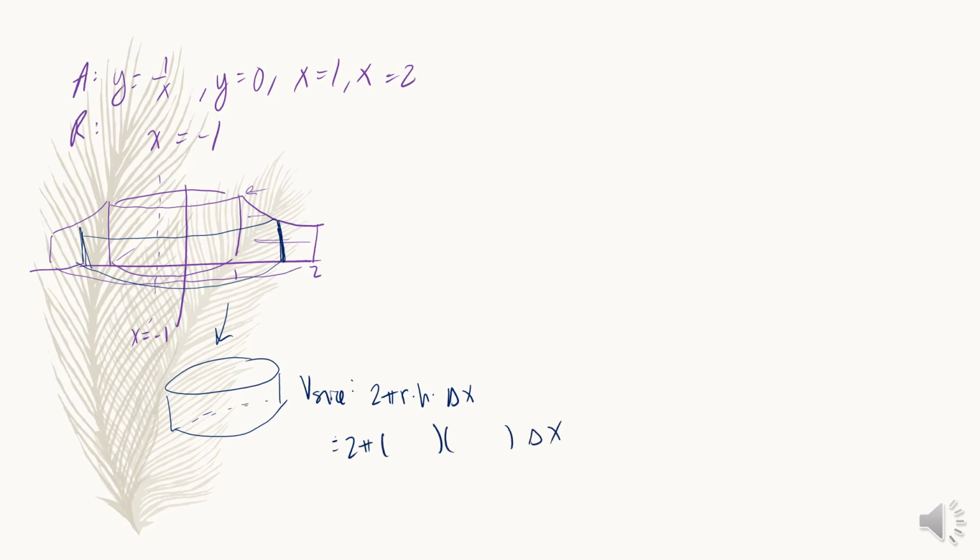We're going to worry about the height. So back up here in my picture, the height is going from the x-axis up to this curve. So it looks like my height is still 1 over x.